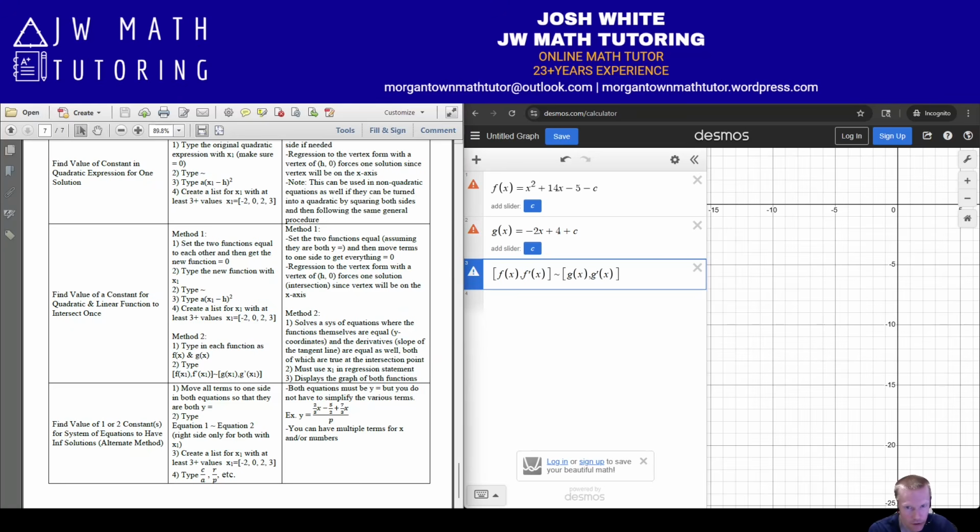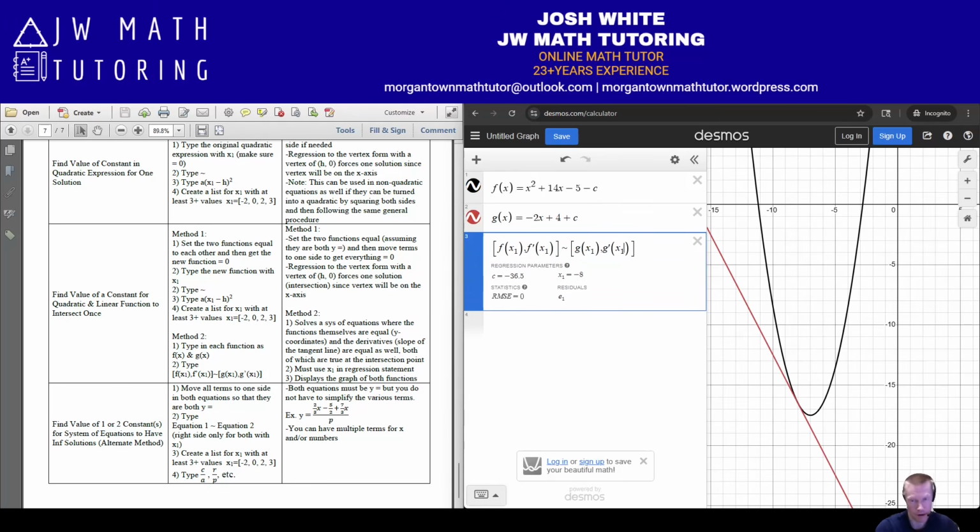Okay, so, sorry, here's the mistake. Notice, it's not giving me anything, it's not returning anything, right? That's because I didn't use x1 in my regression statement. That's the problem. So if you click on this, x may not be used. Okay, so if we change this to x1, then what you're going to notice, there we go. Notice we get the value of c. Notice we also get the value for x1. And x1 right here is technically the intersection point. That's the x-coordinate of basically where the line intersects the quadratic or the parabola at one point.